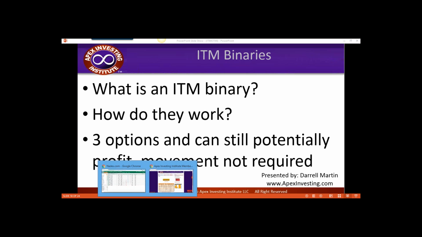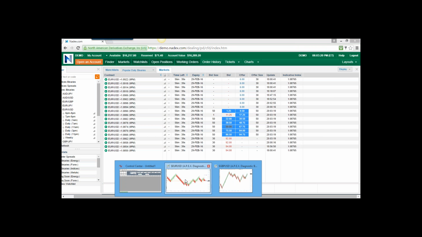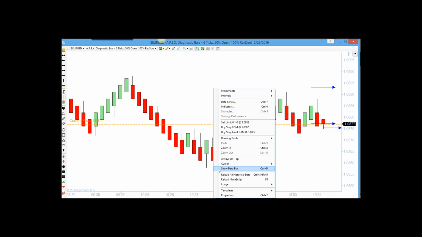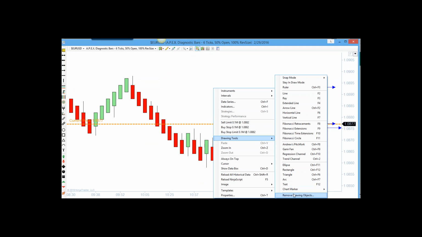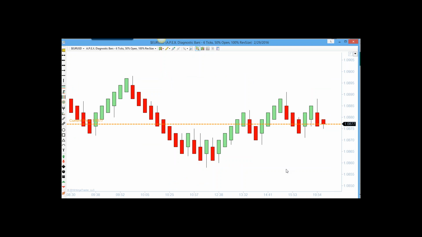Let's take a look. We know why a binary is priced around 50, because it's 50-50. We know why these are priced real cheap. Okay. What if... Let's delete here. Okay. Where's the market at right now? 0877.